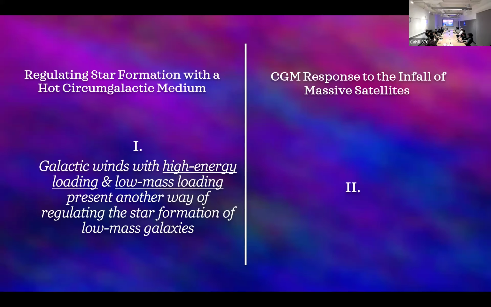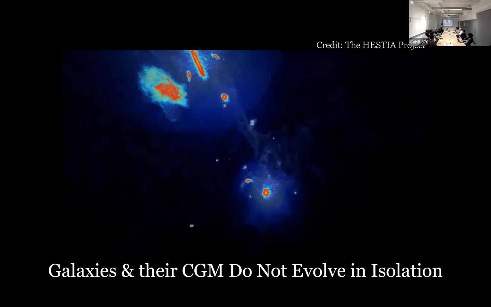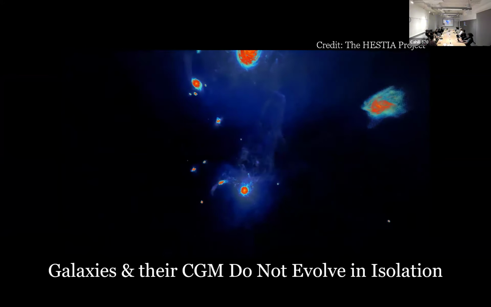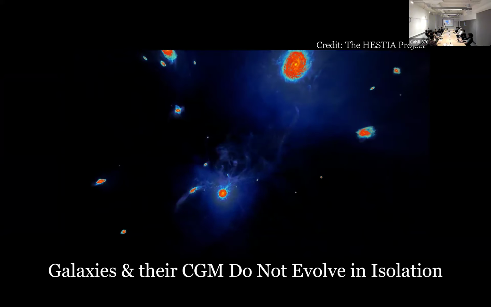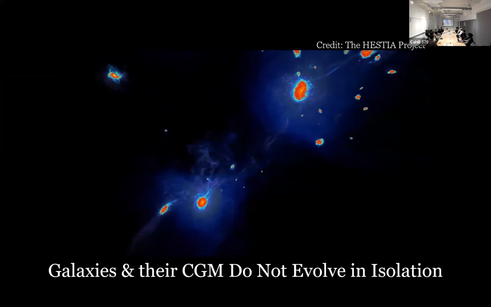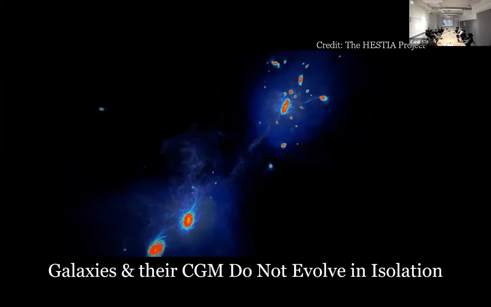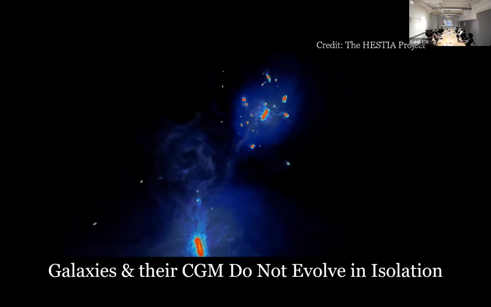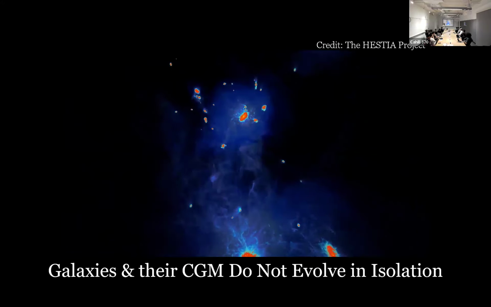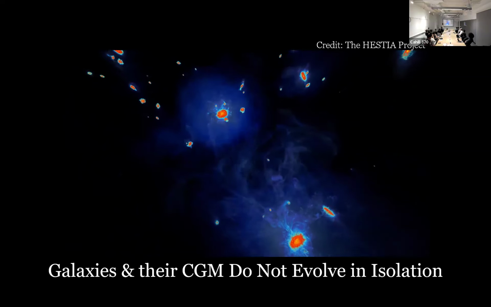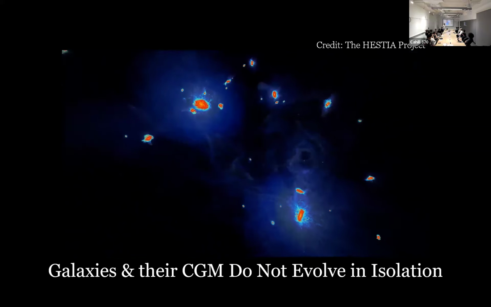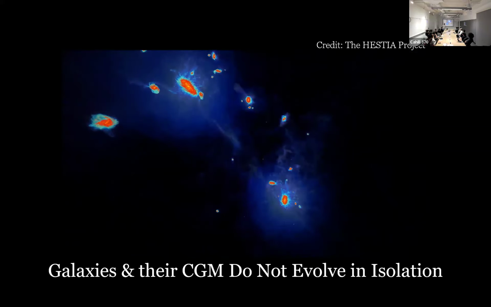And so with that, we go to part two, which recognizes the fact that galaxies and their CGM do not evolve in isolation. In fact, galaxies are often members of dynamic communities with nearby neighbors, satellites, and we should expect the CGM of massive galaxies to be in constant interaction with inflowing satellites and mergers throughout all of cosmic time. And if those satellites are massive enough themselves, they may possess their own CGM that is now in the process of colliding and interacting with the CGM of other central hosts.